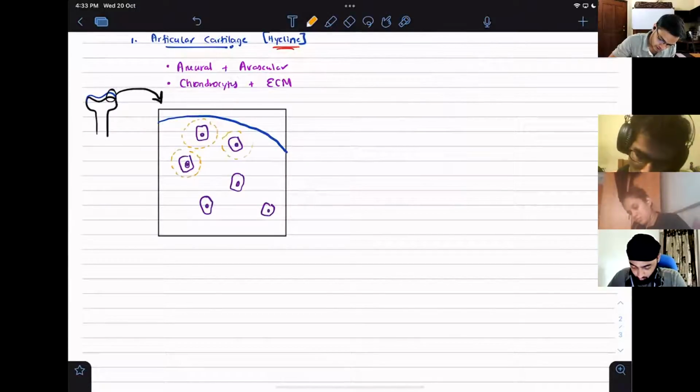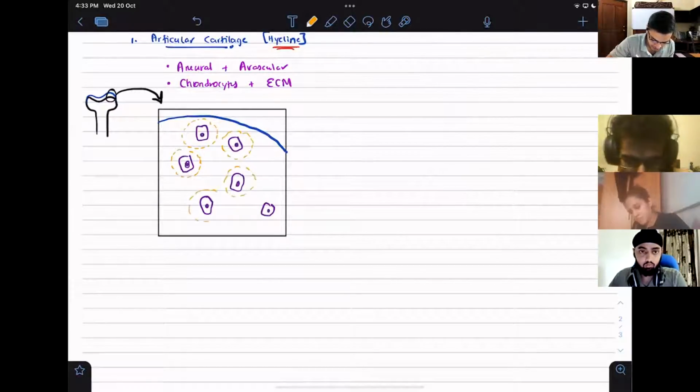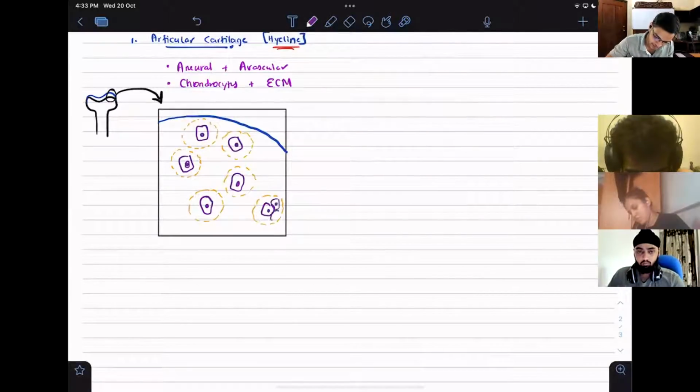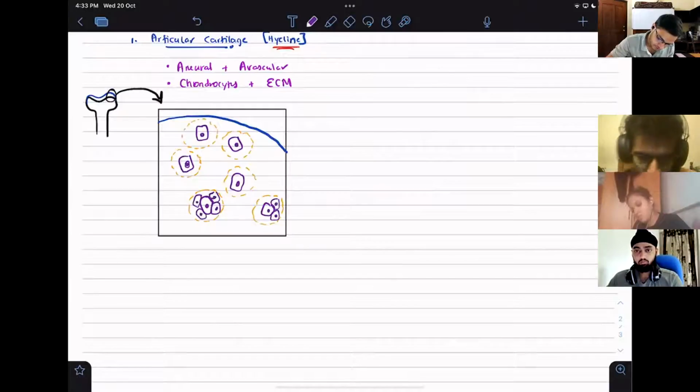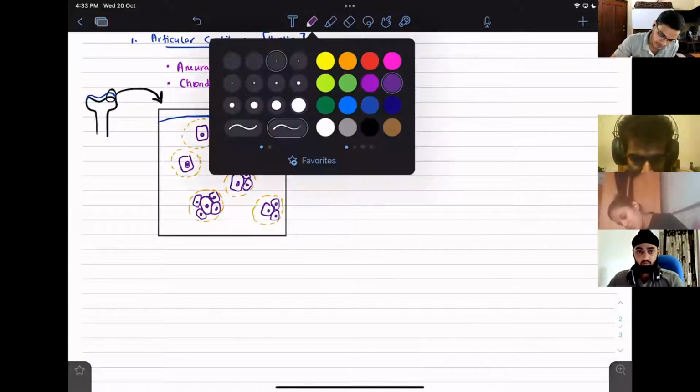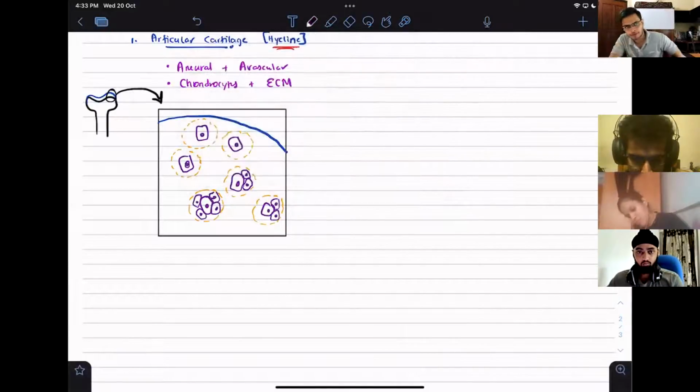Within one lacuna, guys, there can be up to 8 chondrocytes. Now I have drawn only one chondrocyte within the lacuna, but you all can draw more. There can be up to 8 like this. It's like they come in packs of chondrocytes. So these are the chondrocytes and the lacuna around them.